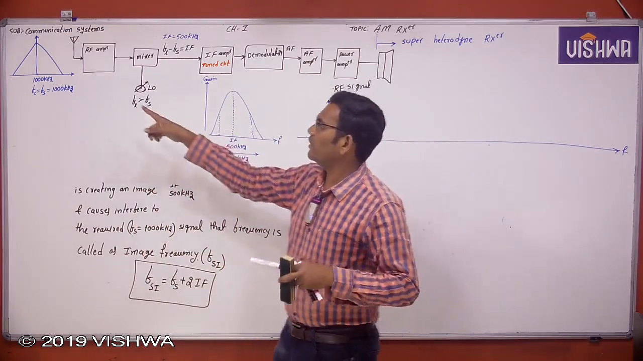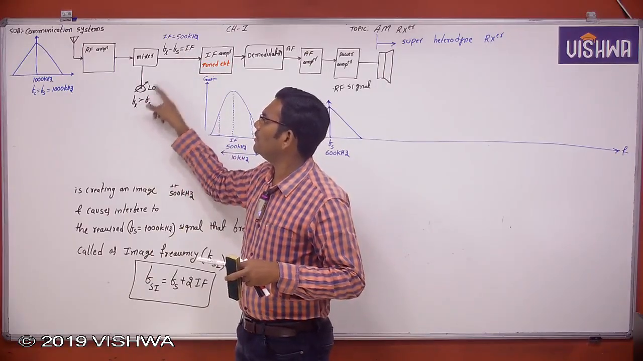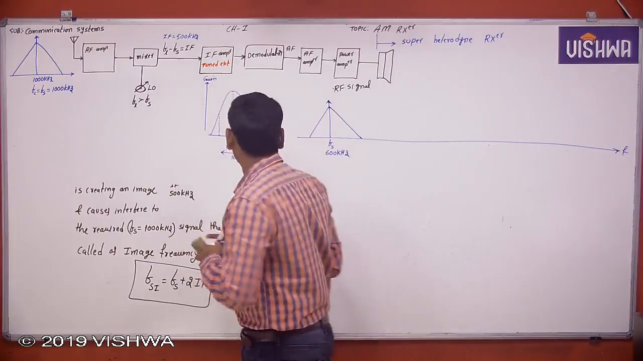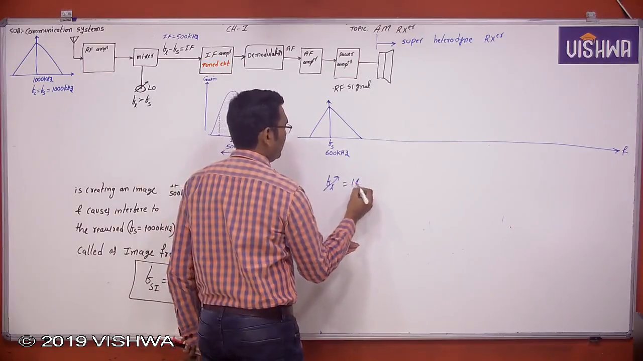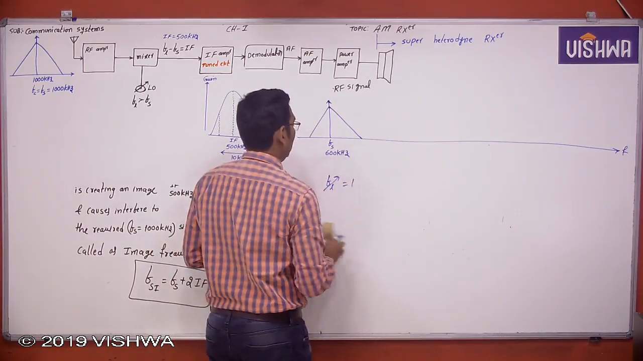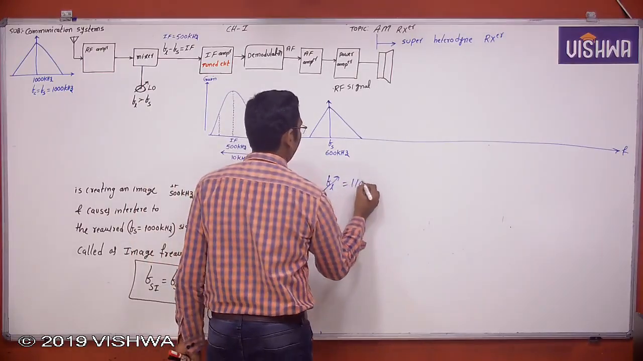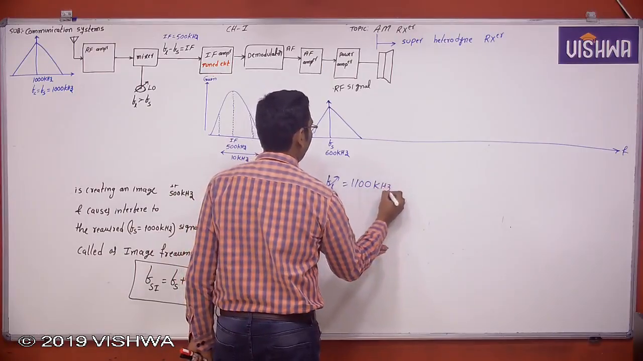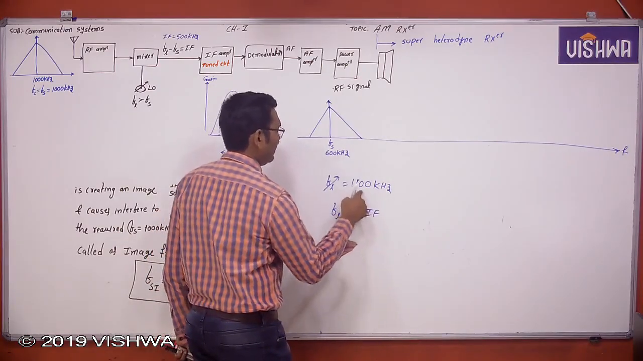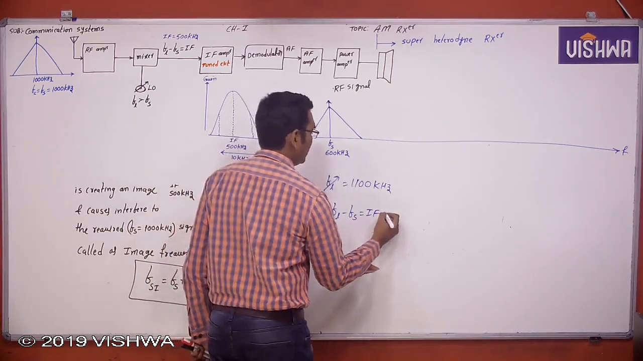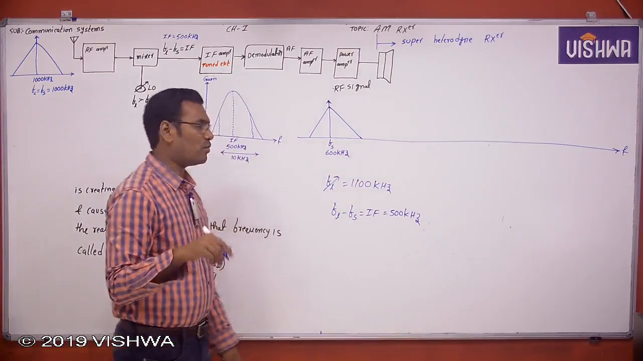Now this 600 kilohertz is down converted to 500 kilohertz by adjusting the local oscillator frequency. So FL is adjusted to 1100, sorry, 1100, such that FL minus Fs is equal to IF. 1100 minus 600 is equal to IF, which is nothing but 500 kilohertz. This is the process, the same process whatever I am explaining.